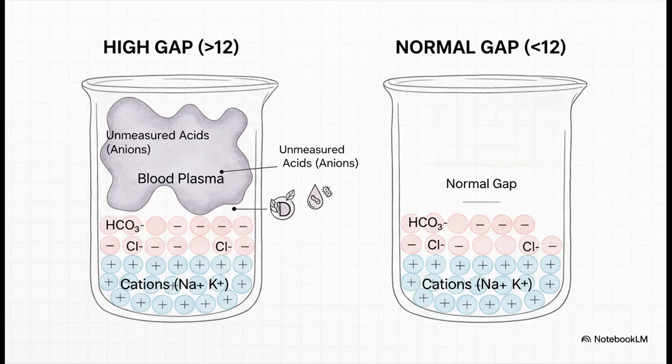And here's why calculating that gap is so worth it. If the anion gap is high, we're talking greater than 12, that's a huge clue. It tells you there's a bunch of extra, unmeasured acids floating around in the blood. This points you right to causes like DKA or the lactic acid from sepsis. But if the anion gap is normal, it tells you the problem isn't extra acid, it's a loss of bicarb. And that points you straight to a cause like severe diarrhea. It's an incredibly powerful diagnostic clue.